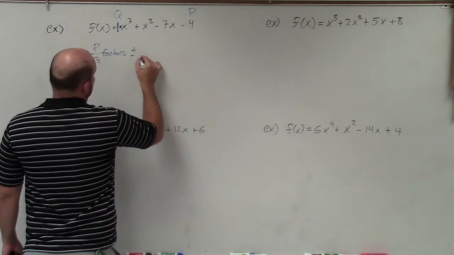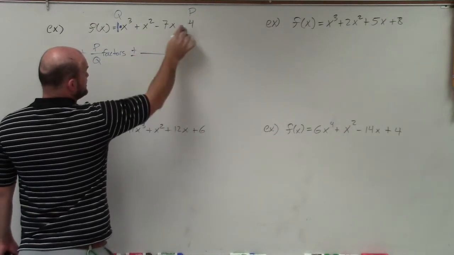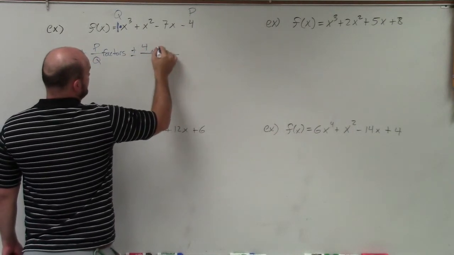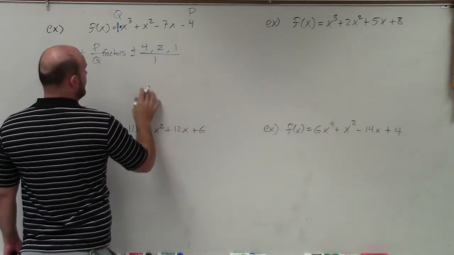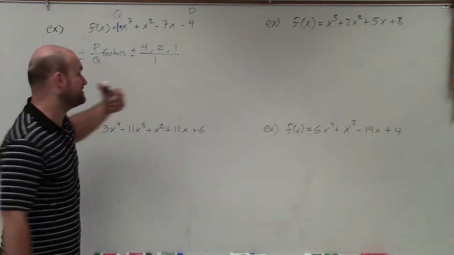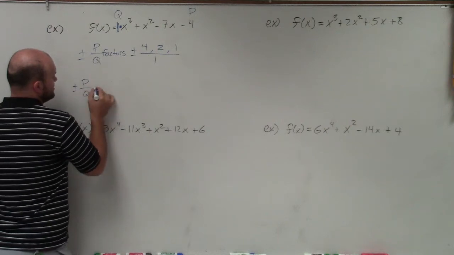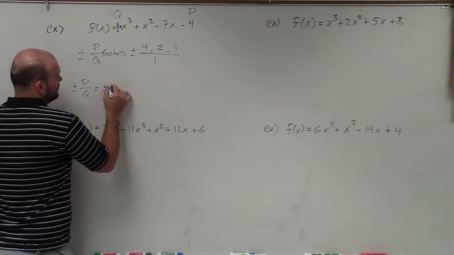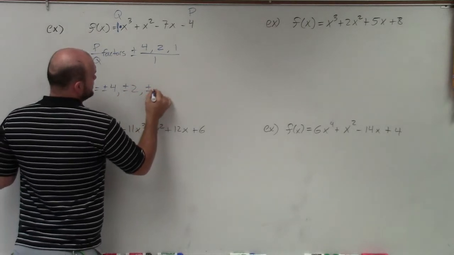So I have plus or minus the factors of 4. Don't worry about negative, because it's plus or minus. The factors of 4 are 4, 2, and 1. The factors of Q is just 1. Now I'm going to rewrite for every single solution. So my plus or minus P over Q is going to equal plus or minus 4, comma, plus or minus 2, comma, plus or minus 1.